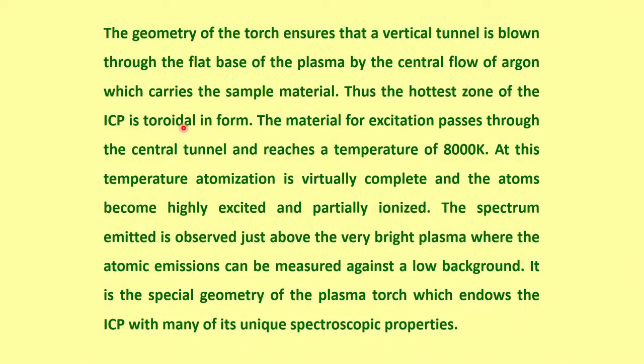A vertical tunnel is blown through the plasma, that toroidal system, and the sample is introduced forcibly. The central flow of the argon is the one which carries the sample. If the argon flow is low, a smaller quantity of sample can be sprayed into the plasma and analyzed. The hottest zone of the ICP is always toroidal in form. The material for excitation passes through the central tunnel and reaches a temperature of about 8000 Kelvin.